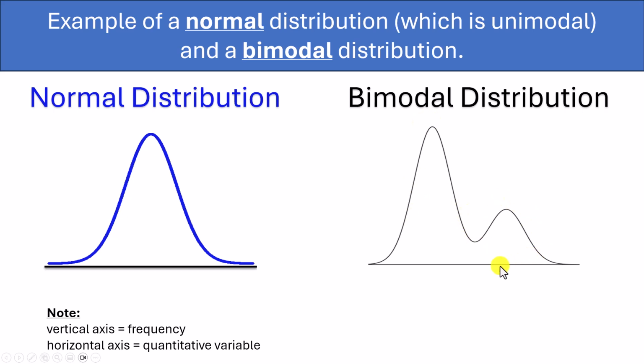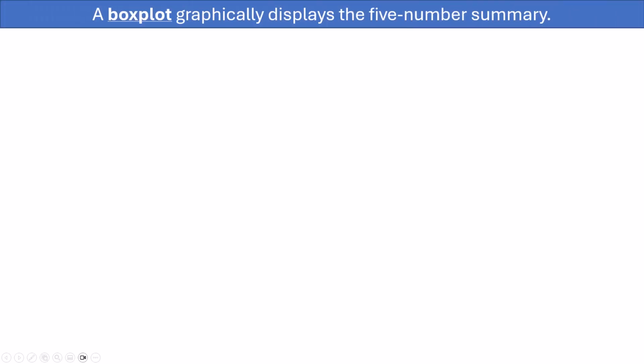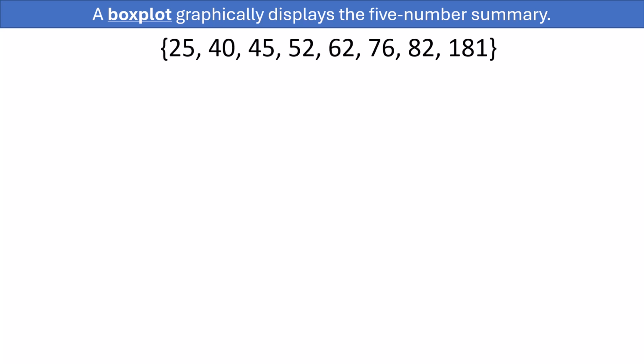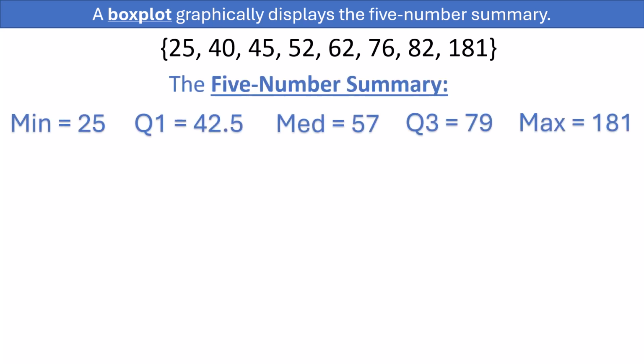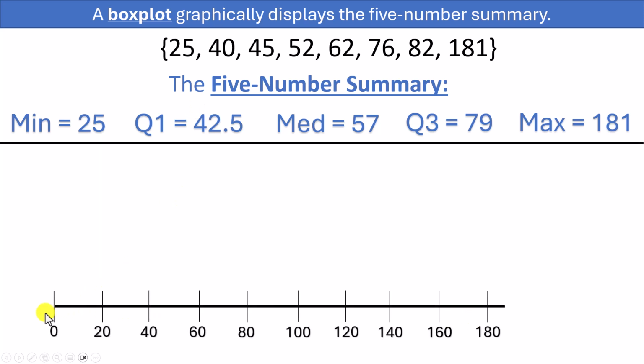All right, now that we've talked about variability and shapes of distributions, we are ready to introduce the boxplot. A boxplot is really just a graphical display of the 5-number summary. So here's a data set that we've dealt with many times throughout the videos, and here's the 5-number summary for that data set. The minimum is 25, Q1 is 42.5, the median is 57, the third quartile is 79, and the maximum is 181. On a boxplot, you're going to have a number line that's going to need to span all of the numbers in your 5-number summary.